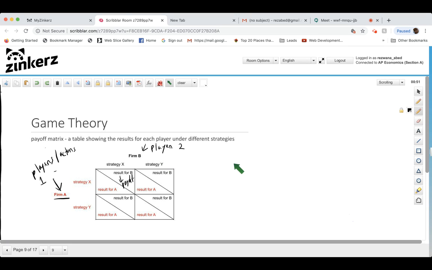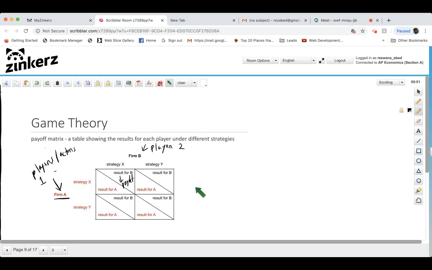Any questions here in terms of understanding how to read the table? Hello? Hello. Okay.